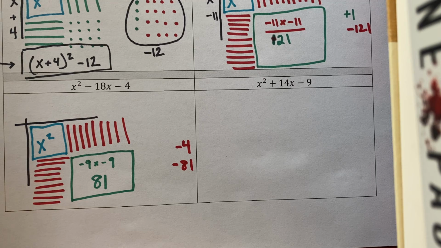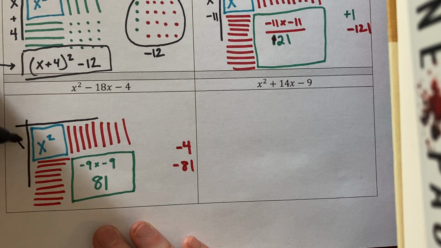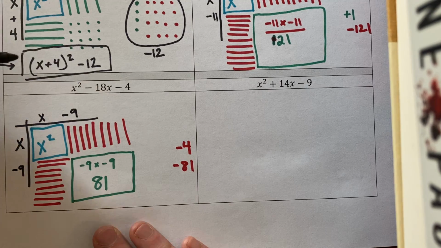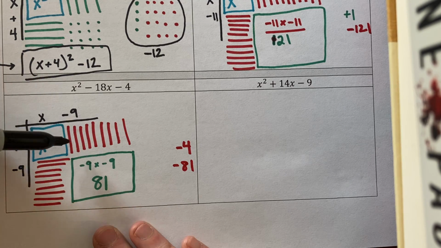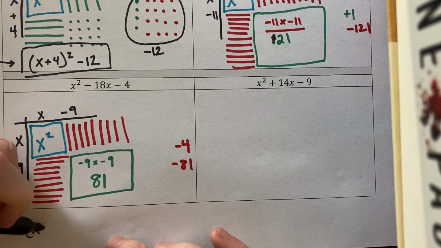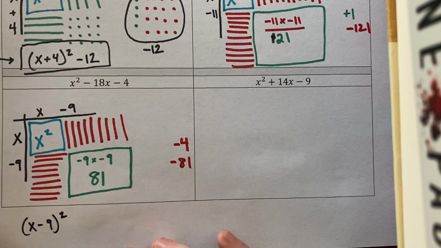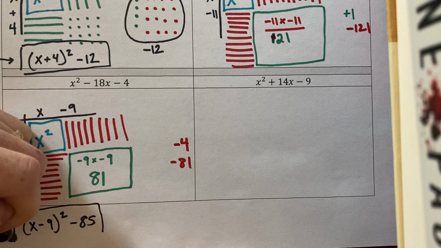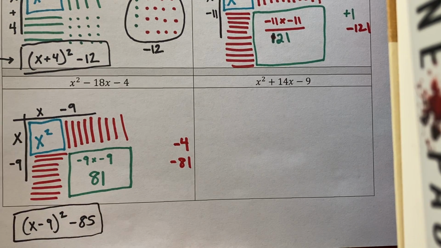All right, last step, let's come up here and write out our column and our row here. We have 1x and we have a negative 9 because we have 9 red bars. Up top, we have an x and we have a negative 9. The reason why this is just an x is if I take an x times an x, I get an x squared. If I take an x times a negative 9, I get negative 9 x's. All right, let's finish off our answer here. We have x minus 9 squared. And then if I add a negative 81 and a negative 4, I get a negative 85. And now I am in vertex form, and I used completing the square for it.